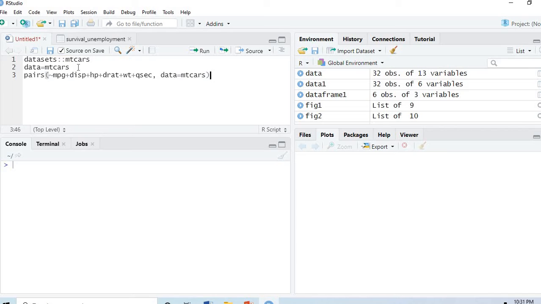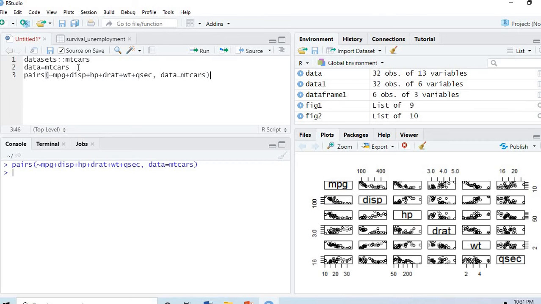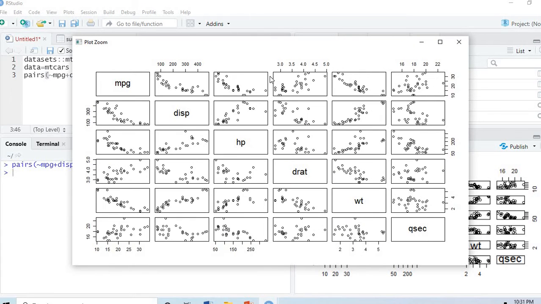Here data equals mtcars is important to mention, because R would understand that all these vectors are a part of mtcars, so it will recognize all these vectors with the help of the data mtcars. So just press alt plus enter, and in the plot area you can see the various scatter plots showing the relationship among all the vectors. You can see that all the relationships are linearly associated, somewhat negative and somewhat positive. If I see the scatter plot between MPG and DISP, this is negative in nature because the direction is downward. It is linear but the direction is downward.